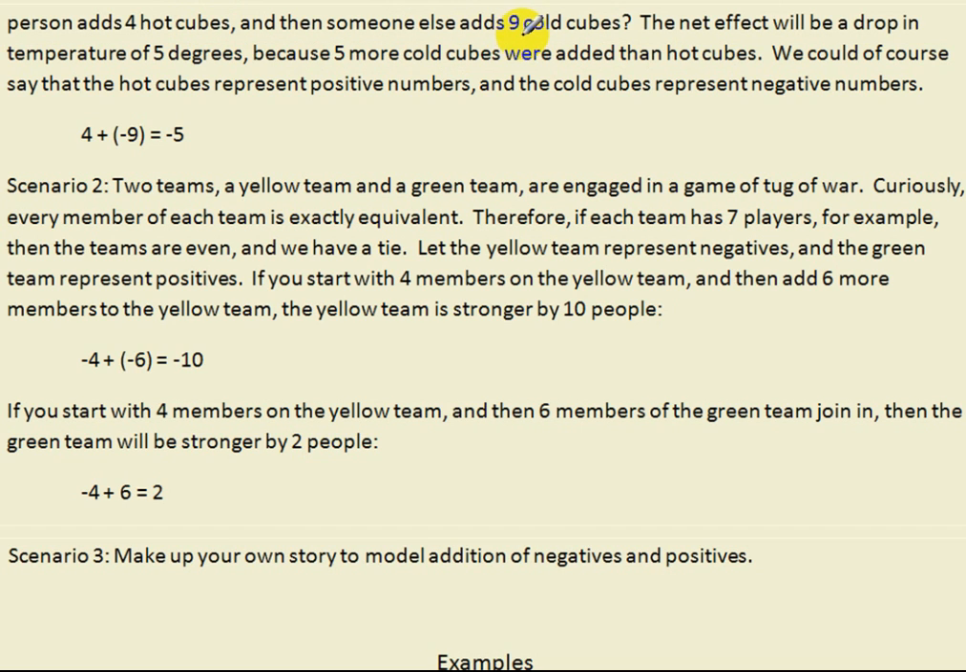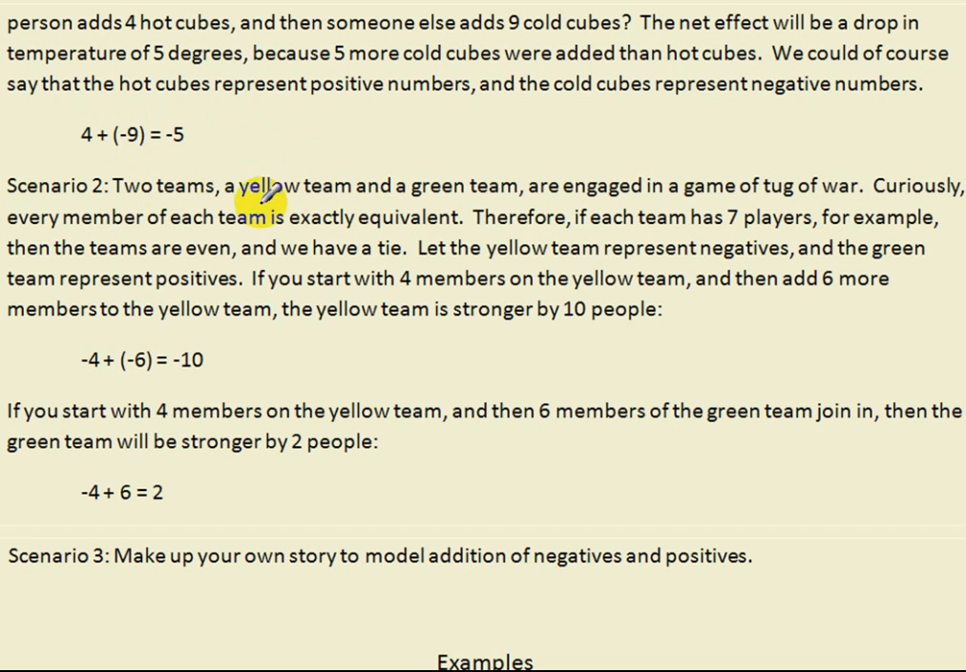There were an excess of cold cubes, and so we end up with a colder temperature. So we could look at the hot cubes as representing a positive value, so positive 4, and then add negative 9 because the cold cubes represent a negative value, and we end up with negative 5.